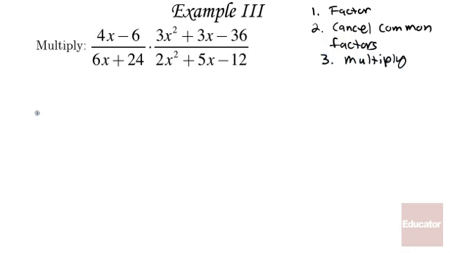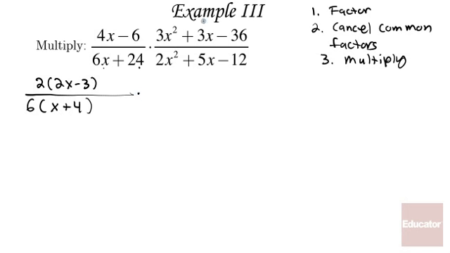Okay, starting out, factoring out the common factor of 2 from 4x minus 6. That's going to leave me with 2x minus 3. In the denominator, I have a common factor of 6, which is going to leave behind x plus 4. And you can always check these by multiplying back.